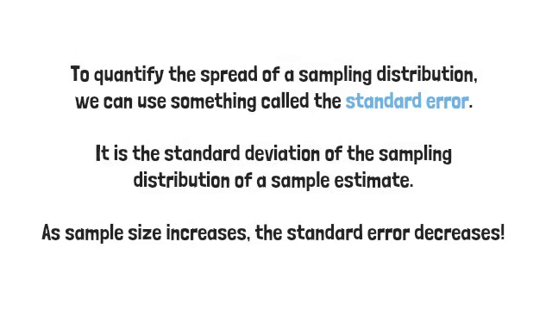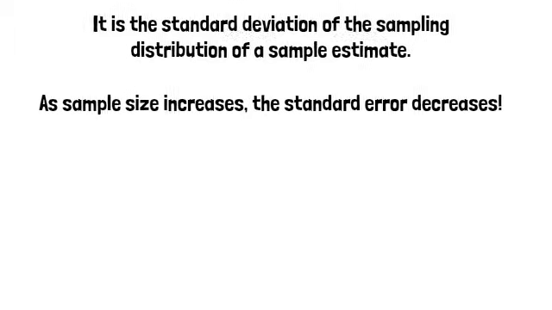To quantify the spread of a sampling distribution and get an idea about the variability of our point estimates, we can use something called the standard error. It's the standard deviation of the sampling distribution of a sample estimate. As sample size increases, the standard error decreases.